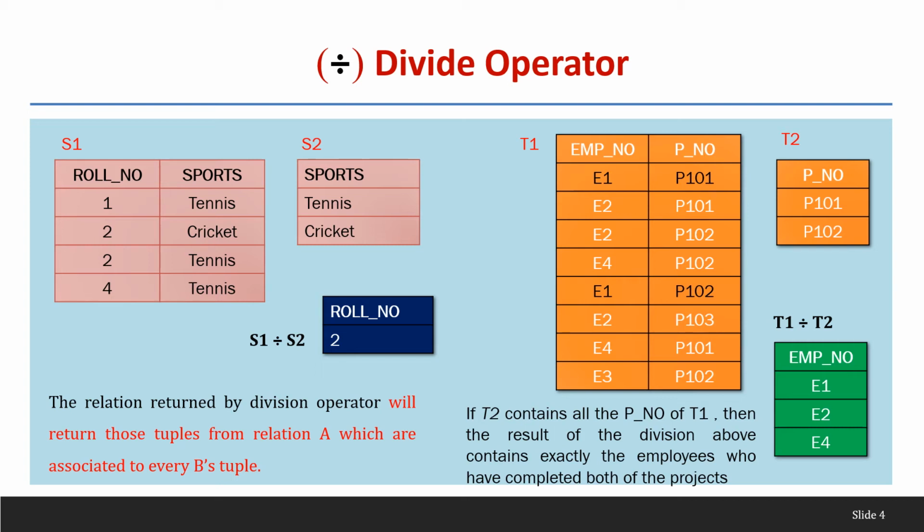Then the employee number E3. E3 completed only one project, P102. So the combination E3 P101 is not in the table. So employee E3 is not selected for the resultant relation. So the resultant relation will have the tuples E1, E2 and E4. Okay.